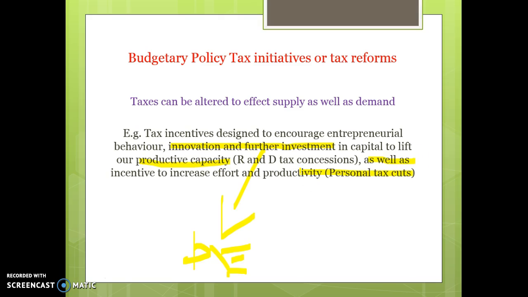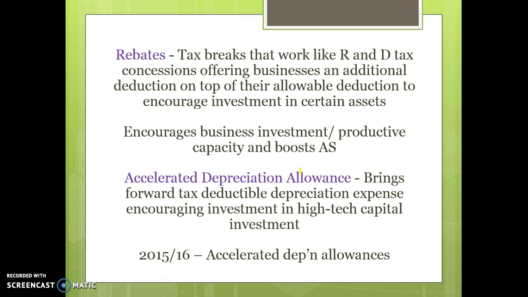Tax cuts can also be used to try and improve conditions as well. Rebates are basically exactly the same as tax concessions. They basically allow businesses to deduct more than they need to for certain areas. So tax breaks work like research and development tax concessions, offering businesses an additional deduction on top of their allowable deduction to encourage investment in certain assets.